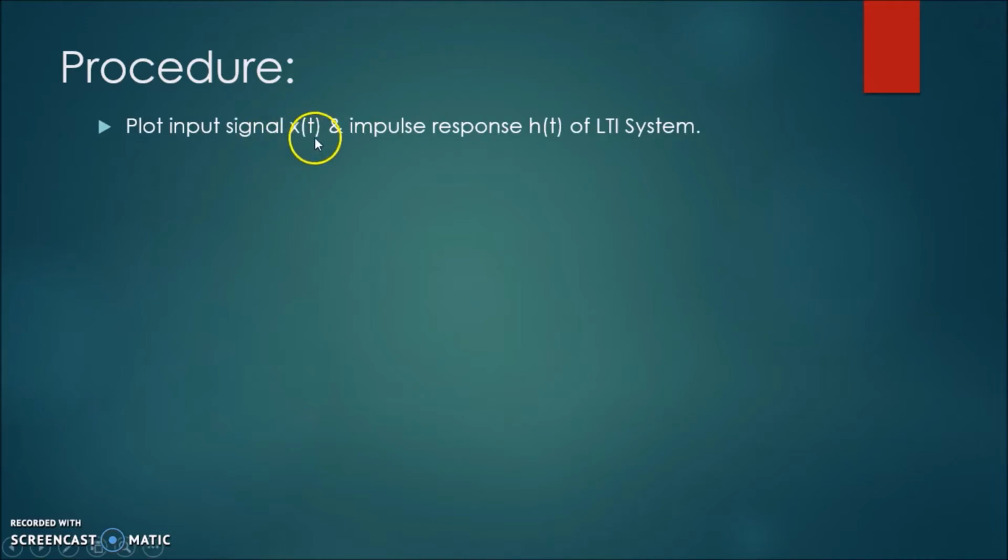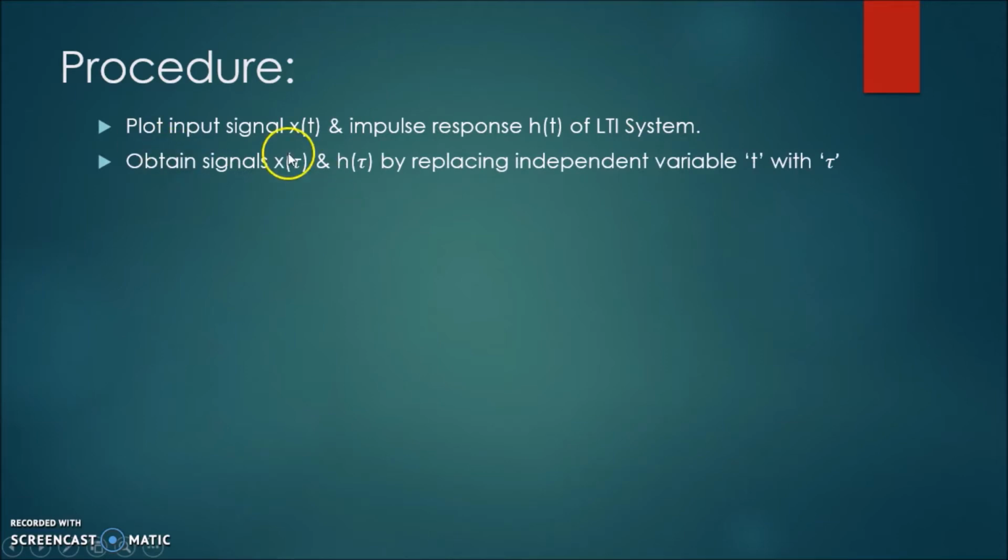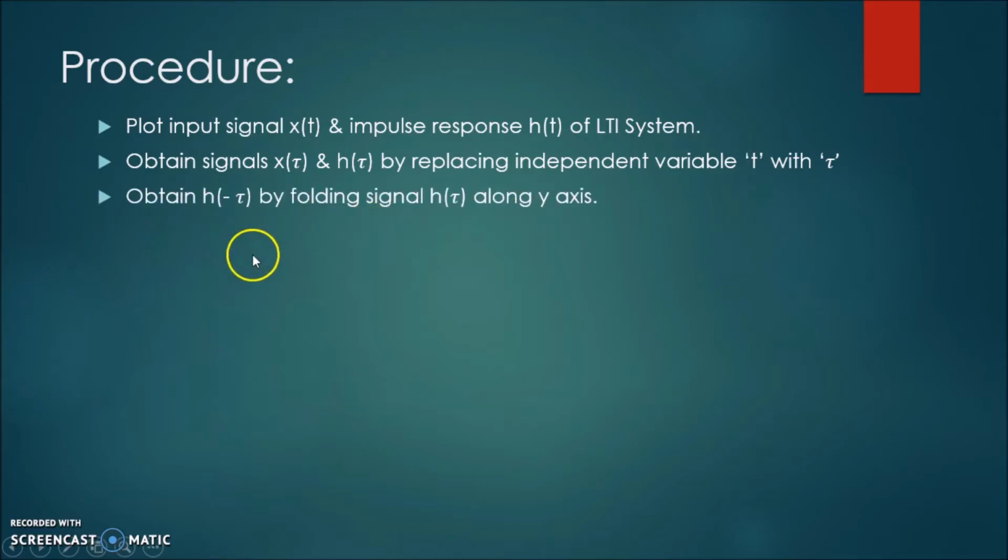In the first step, we have to determine x of t and h of t of the LTI system, where x of t is the input signal, and h of t is the impulse response of that system. In the second step, we have to obtain x of tau and h of tau by replacing the independent variable t with tau, where tau is called a dummy variable. Further, we have to obtain h of minus tau, which is nothing but the folded version of signal h of tau.